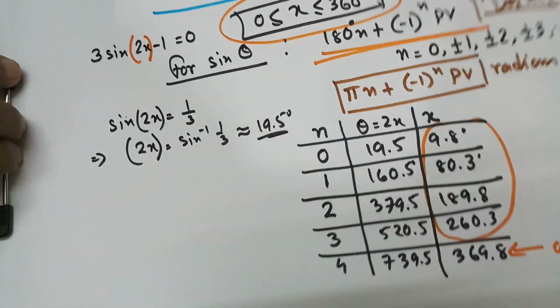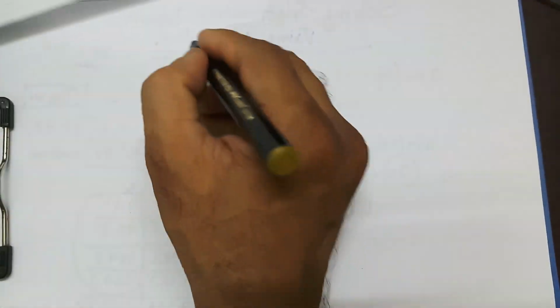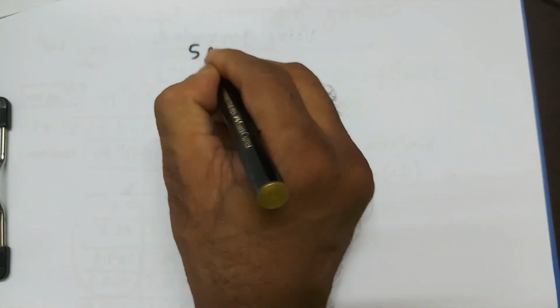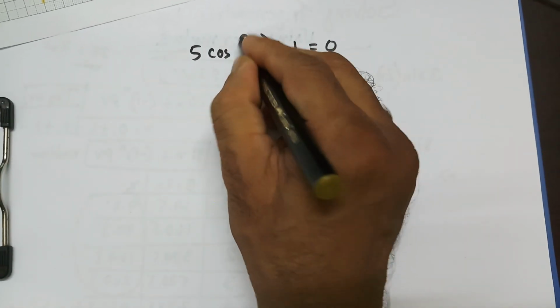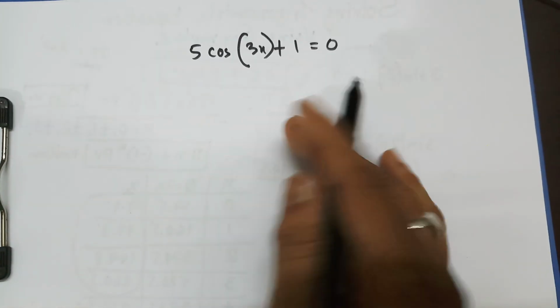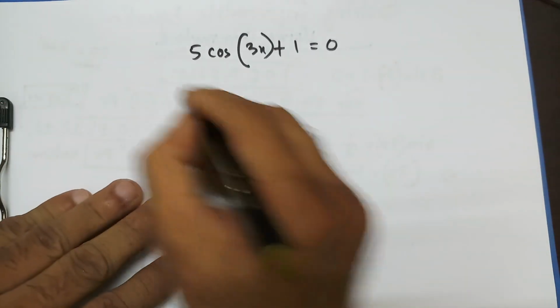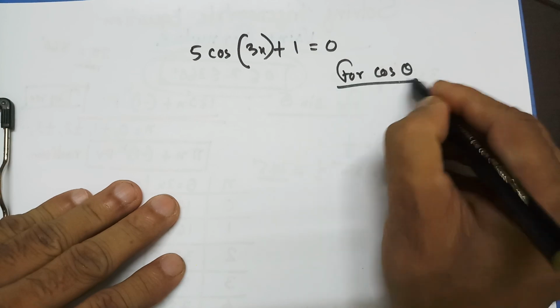So that's that. Okay, so this is the formula for sine, to find sine theta. Now let's do cos. The cos equation we have done was over here, 5 cos 3x. So let me write down 5 cos 3x plus 1 equal to 0. Then the formula for cos theta.